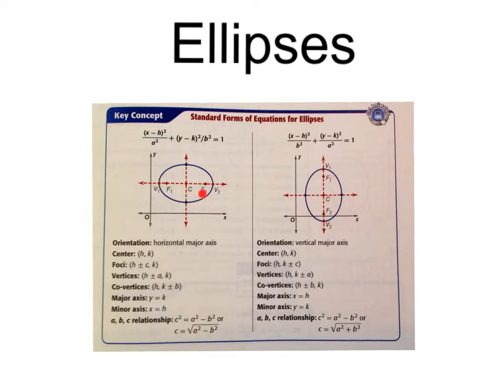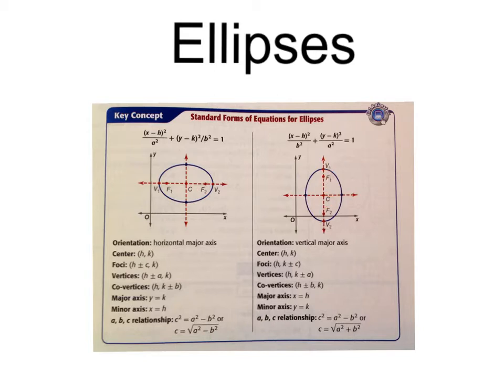To find your foci, you're going to have to find c. c is represented with this neat equation: c squared equals a squared minus b squared, or your big term that's underneath minus your smaller one underneath. It's kind of like the Pythagorean theorem, except you're subtracting, and you add that c point either horizontally or vertically, depending on which is your major axis.